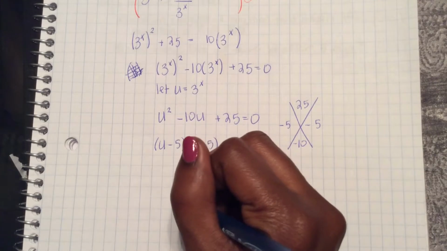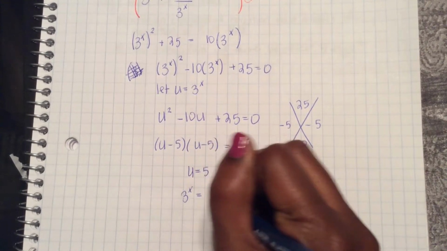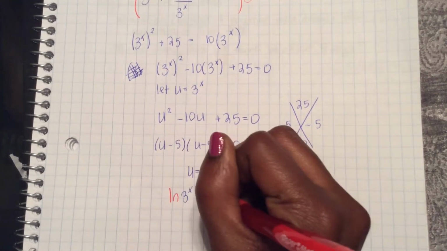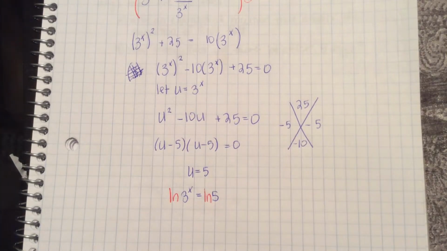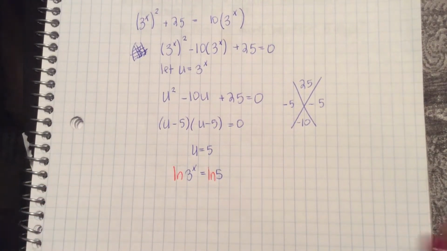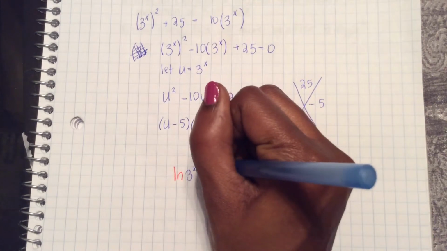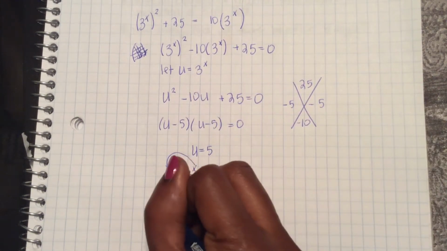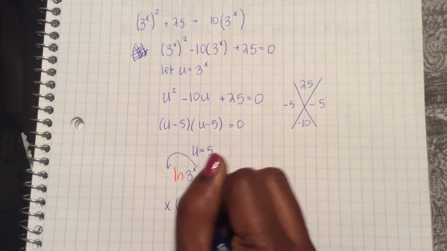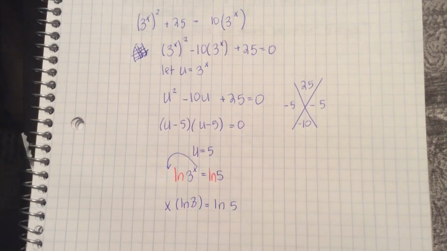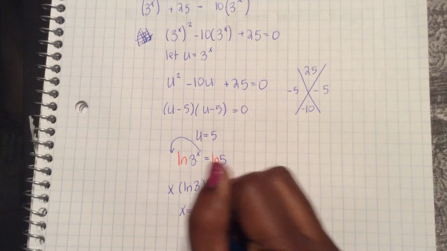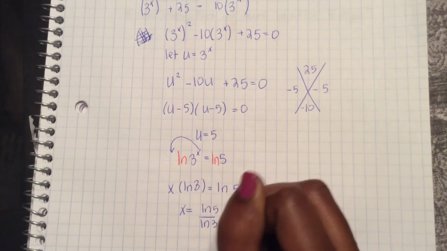So u, remember, was 3 to the x. So now to isolate x, I'm going to take the natural log of both sides. You also could have just taken the regular log base 10. The reason why I do this is so now I can use properties of logarithms to bring down that x exponent. x multiplied by ln 3 equals ln of 5. To isolate x, divide by ln 3. It's ln 5 divided by ln 3.